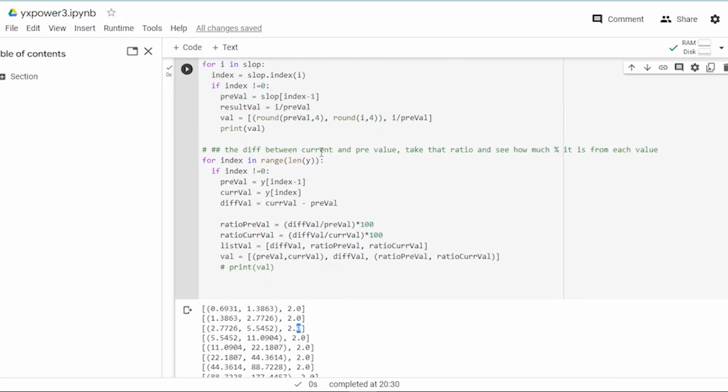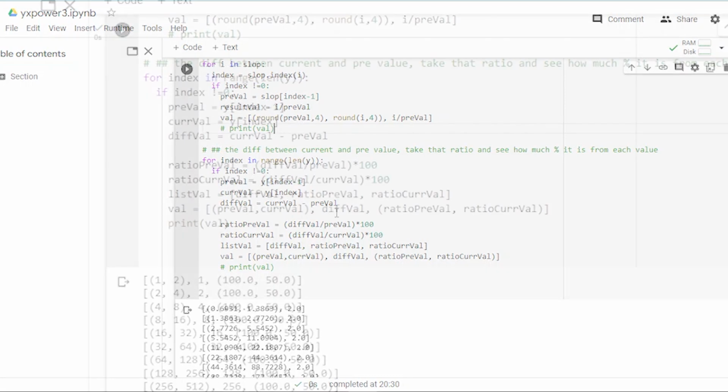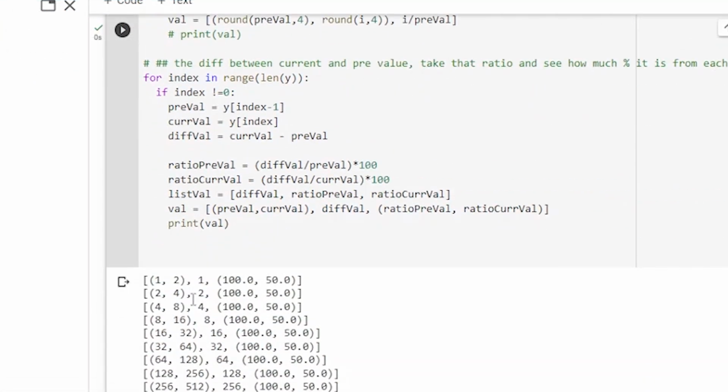Now, the next thing I would like to do is take the difference between the current and the previous value, and take that ratio and compare how much percentage it is of the values of y. So in this case, what's going on here? The first value happens to be 1, which is 2 to the power of 0. The current value now is 2 to the power of 1, which is 2. So the previous value was 1, now it is 2. The difference between them is 1. So you could see 1 is 100% of 1 and is 50% of 2.